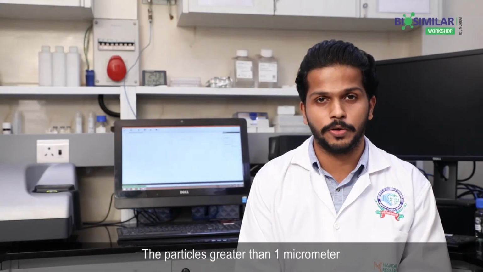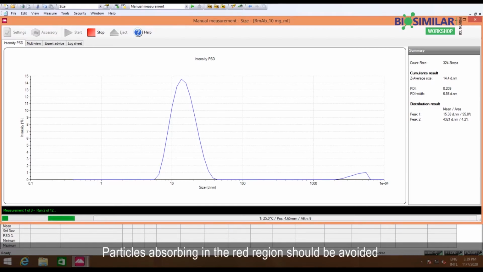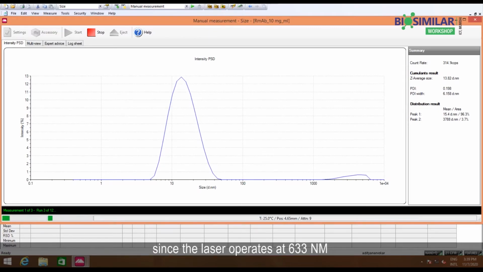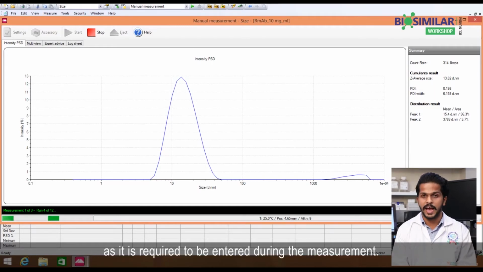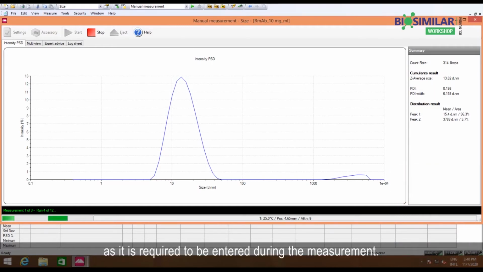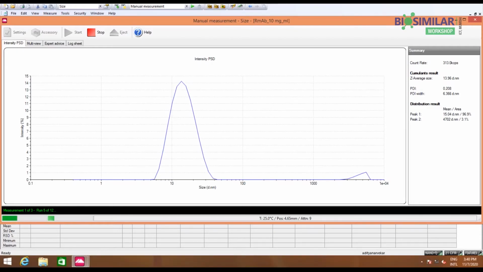Particles greater than 1 micrometer sediment over a period of time and cause a number of fluctuations in the beam. Particles absorbing in the red region should be avoided since the laser operates at 633 nanometers. Most of the buffers are compatible with DLS. The viscosity of the buffer can be calculated using the DLS software, as it is required to be entered during the measurement. The ionic strength should be greater than 10 millimolar to reduce the Debye layer drag.